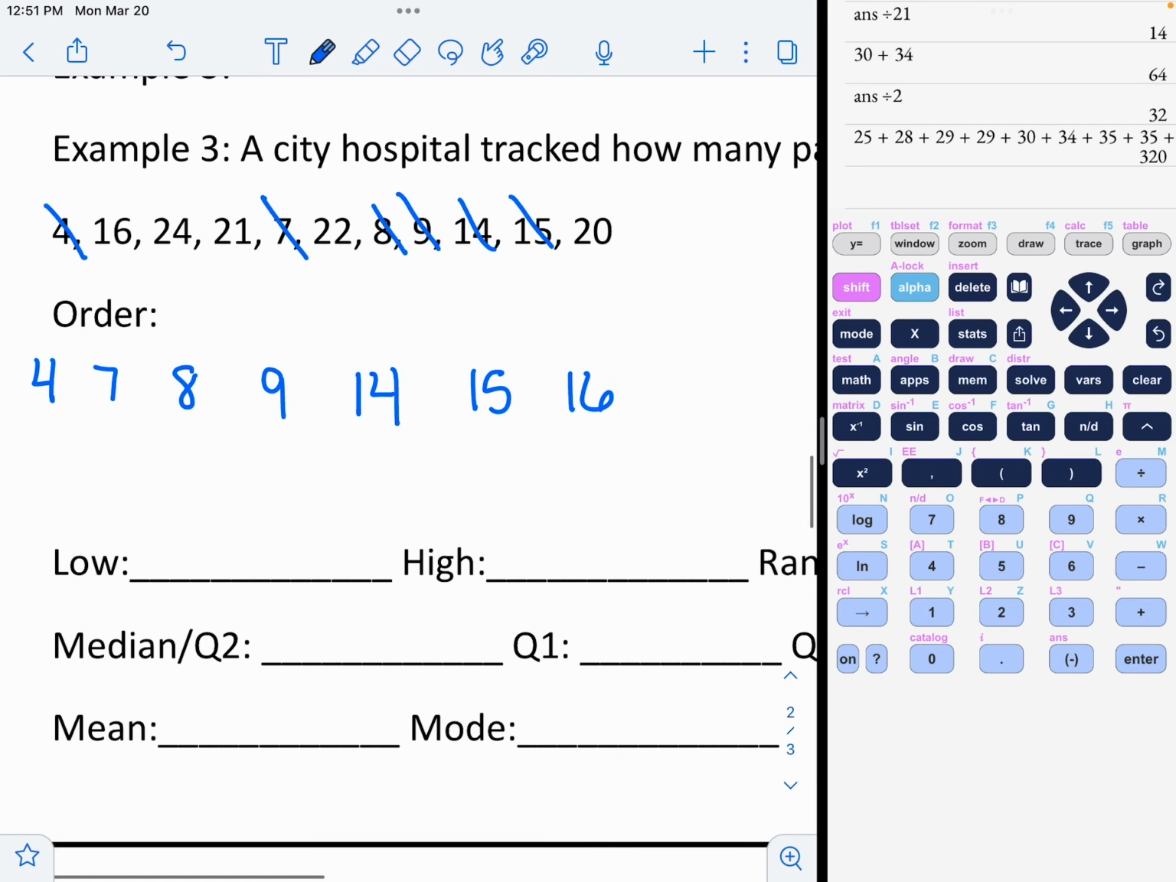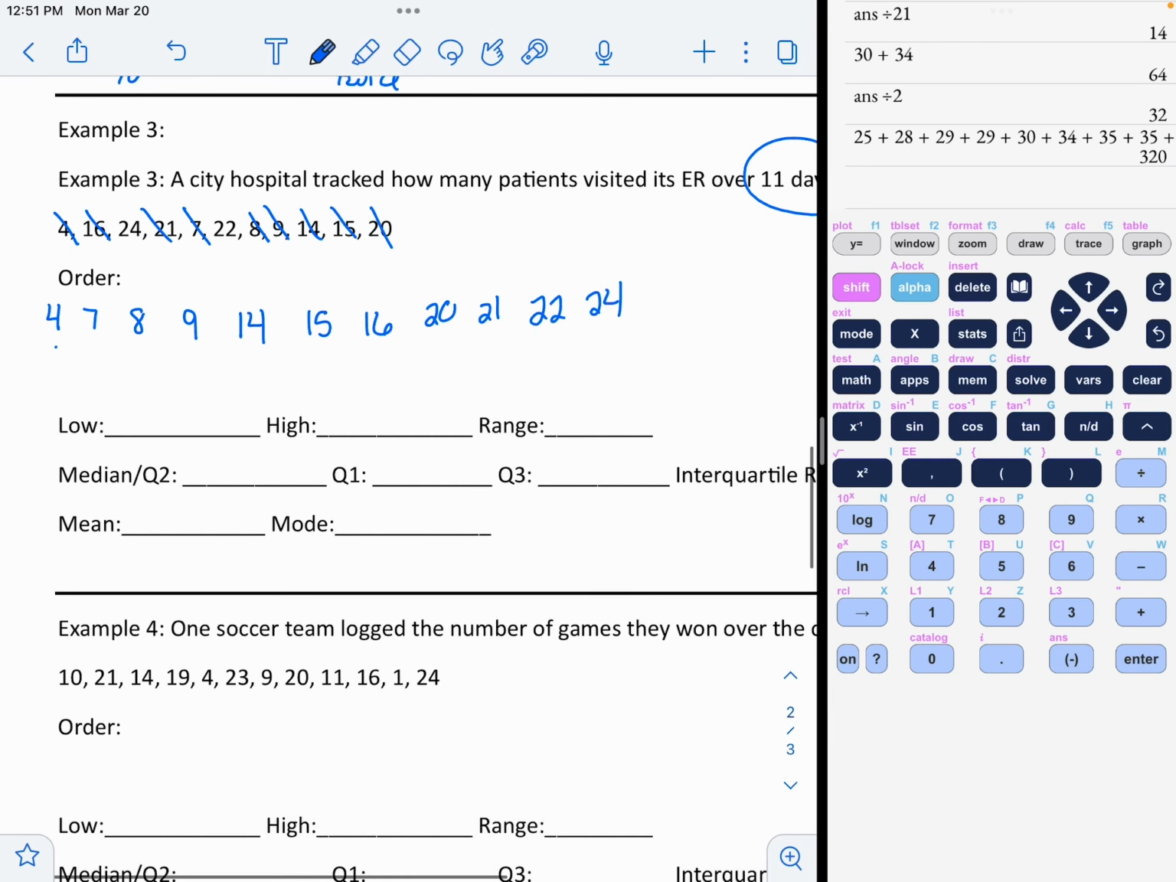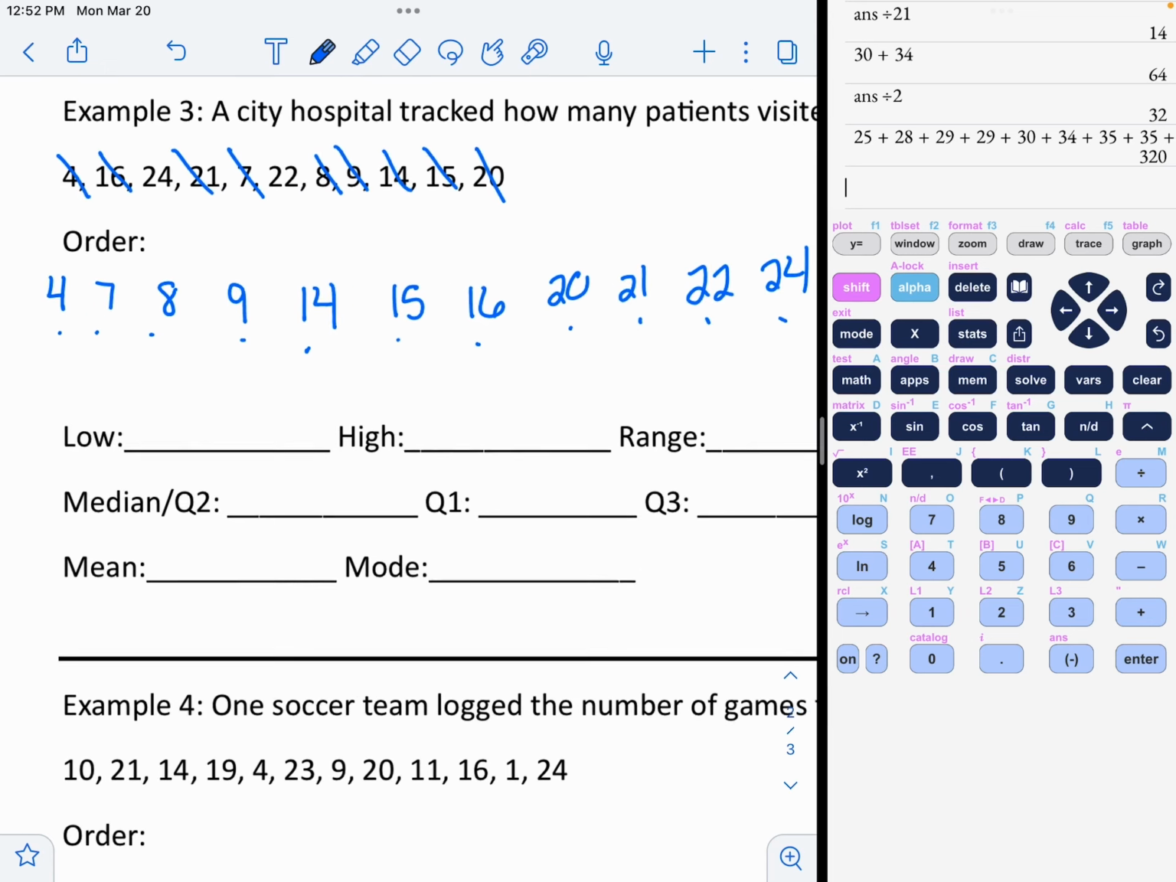I did 16, but I don't think I crossed 16 off, right? Yeah. Okay, and then I see a 20 and a 21. And then I see a 22 and a 24. I'm going to make sure that's 11. All right, so 1, 2, 3, 4, 5, 6, 7, 8, 9, 10, 11. Okay, I got all 11.